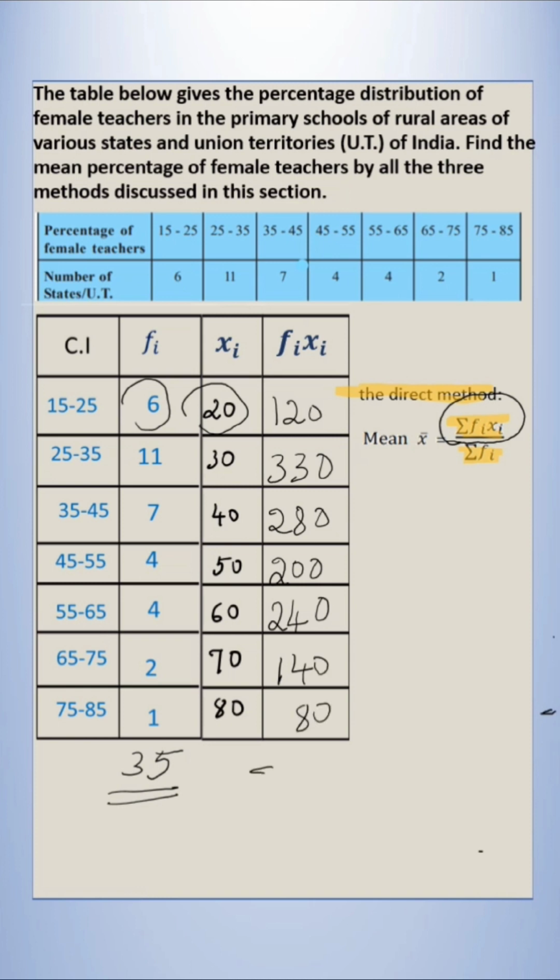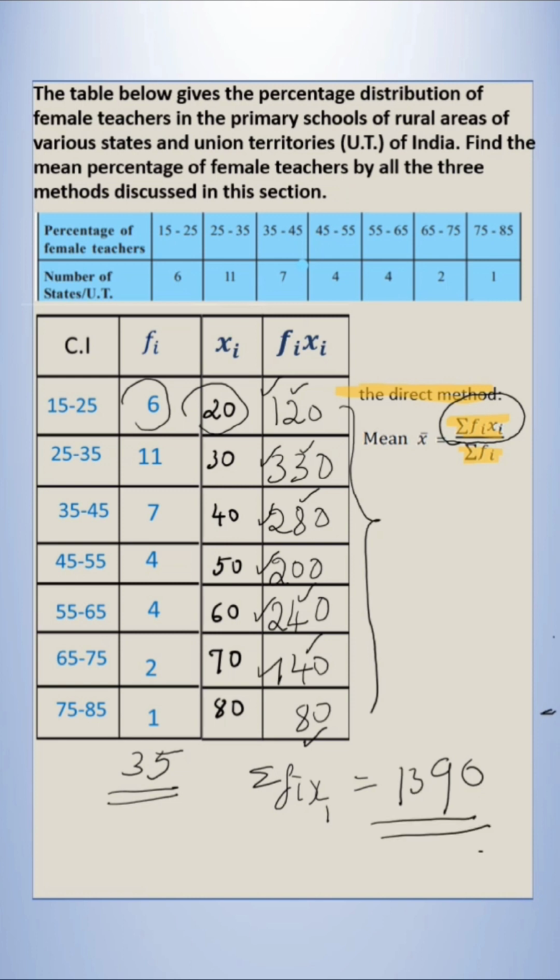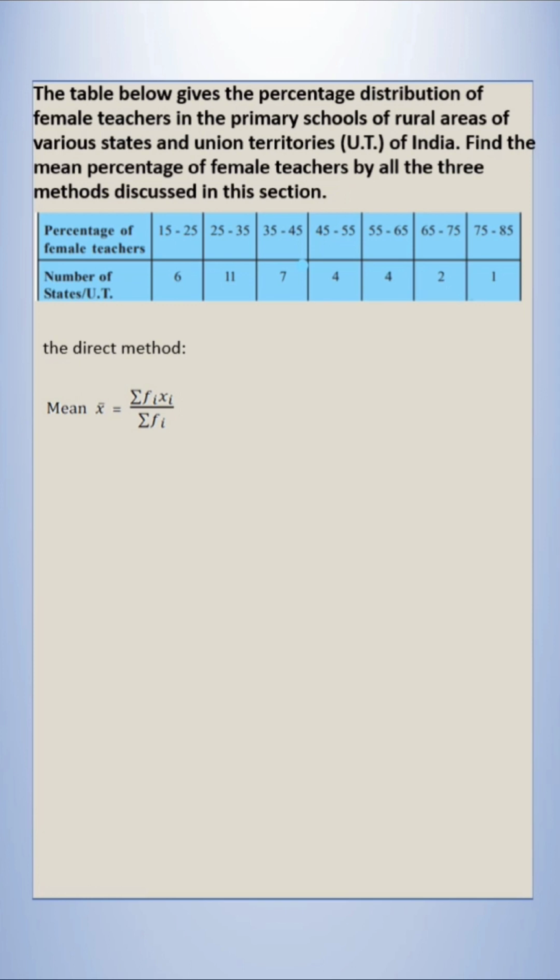To find summation of Fi xi, we are needed to add all these things. In units, 0 plus 0, 2 plus 3, 5, 5 plus 8, 13, 17, 17 plus 4, 21, 29. Carry 2, 1 plus 2, 3, 3 plus 3, 6, 6 plus 2, 8, 8 plus 2, 10, 10 plus 2, 12, 12 plus 1, 13. So summation of Fi xi is 1390. So now we got summation of Fi xi is equal to 1390 and summation of Fi is 35.